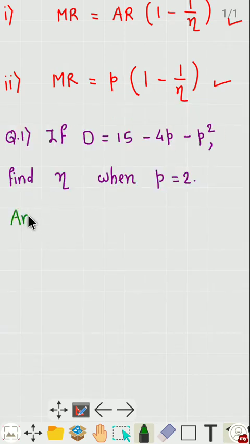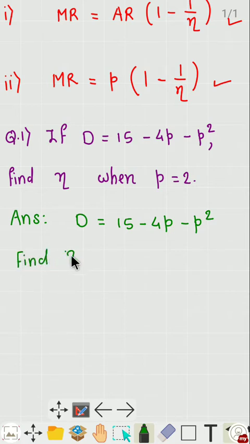Answer: what we have been given is D is 15 minus 4p minus p square, and we have to find eta when price p is equal to 2. Okay, but we know the formula for eta.